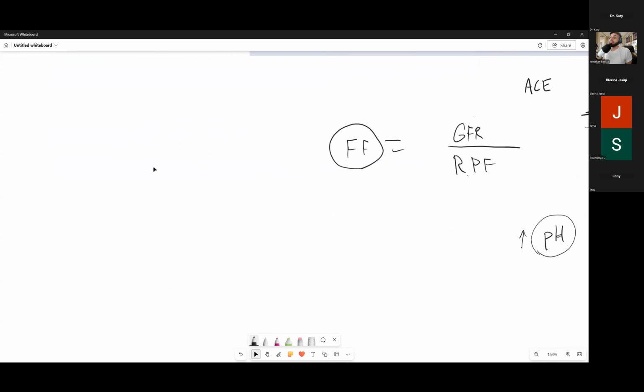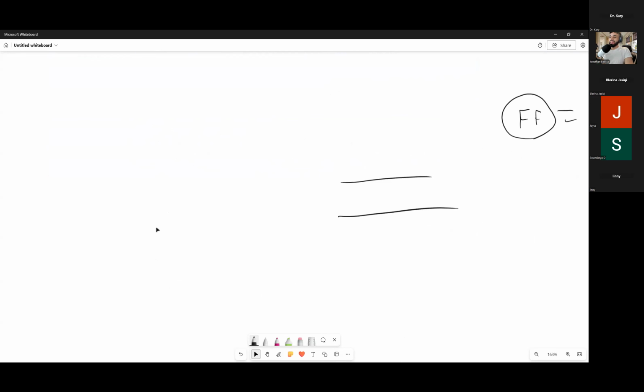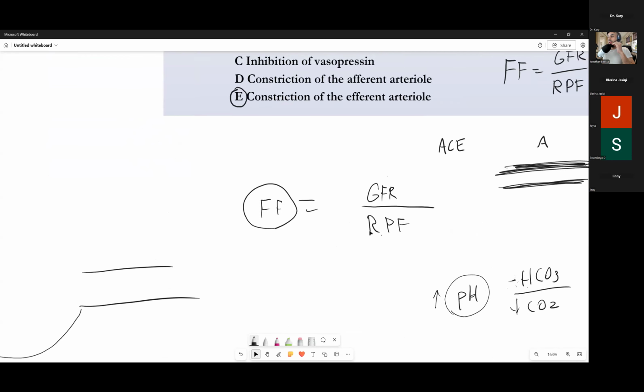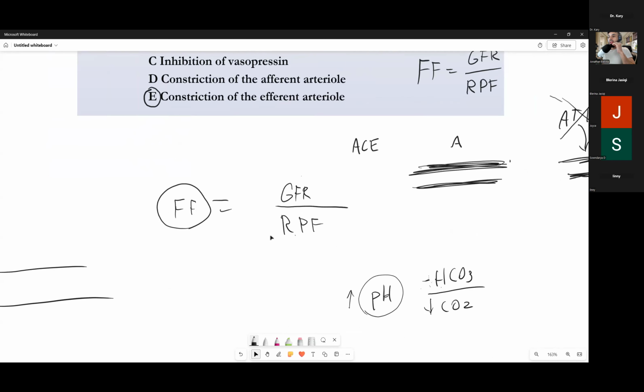I'm talking about the A for afferent. Oh, now you're saying the afferent. Okay, so hold on. If it's constricted, it will drop the renal plasma flow and then increase the filtration fraction? Based on the equation, just looking at the equation, if you drop the denominator, won't your end result be higher?